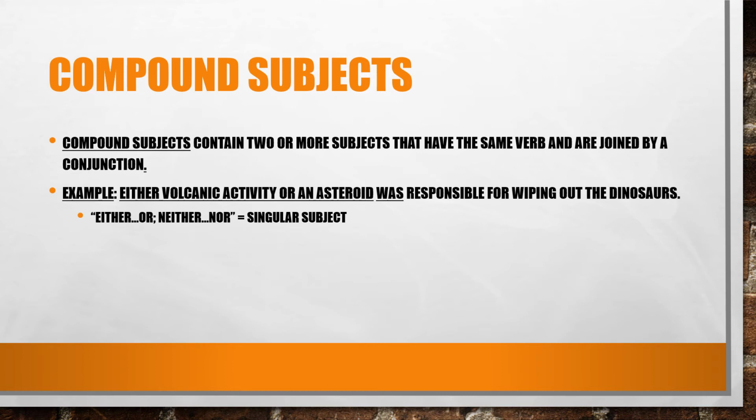So hopefully this makes sense so far. Either or, neither nor makes this a singular subject. So either volcanic activity or an asteroid. Now we know that our compound subject, based on the conjunction being used, is a singular subject. If we know that, then we can go back to our original rule. If it is a singular subject, then the verb ends with an S. So now we have either volcanic activity or an asteroid was responsible for wiping out the dinosaurs. In other words, it's was responsible, not were responsible.